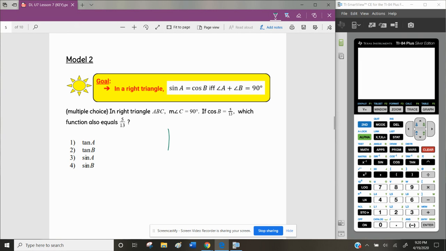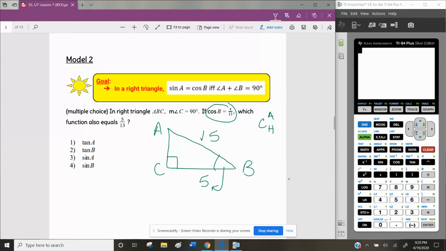So why is this question more challenging? We don't have a picture, so let's draw one. They said C is the right angle, A, B, C. All right, and then they told me that the cosine of B is 5 over 13. So we could just go back to our normal knowledge. Cosine is adjacent over hypotenuse. So if B is my reference angle, BC, the adjacent side, would be 5, and my hypotenuse H would be 13.